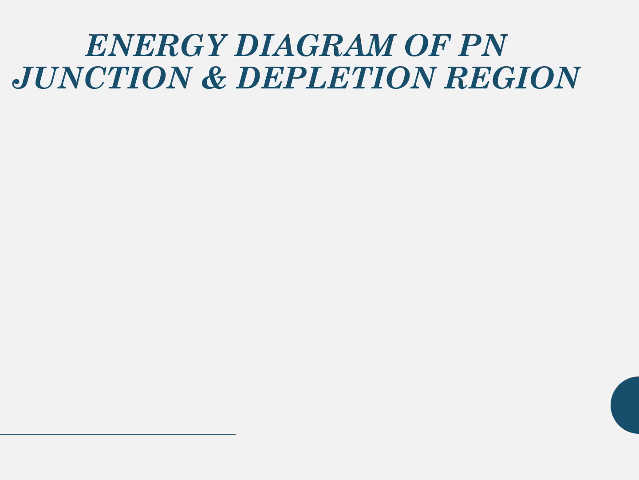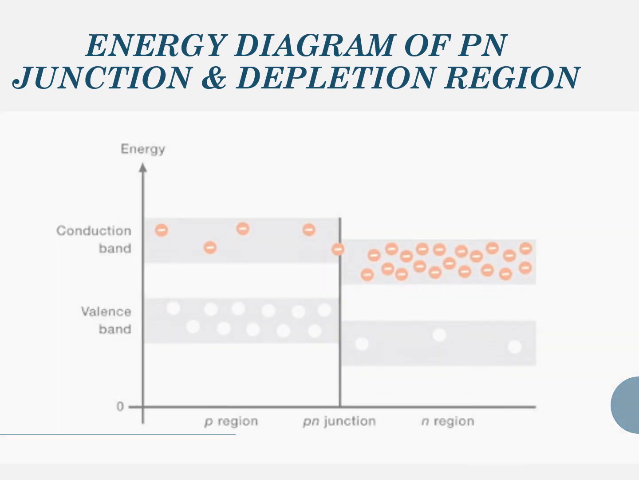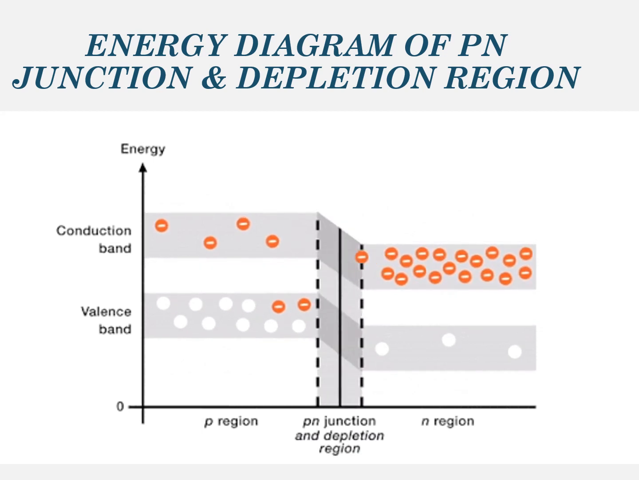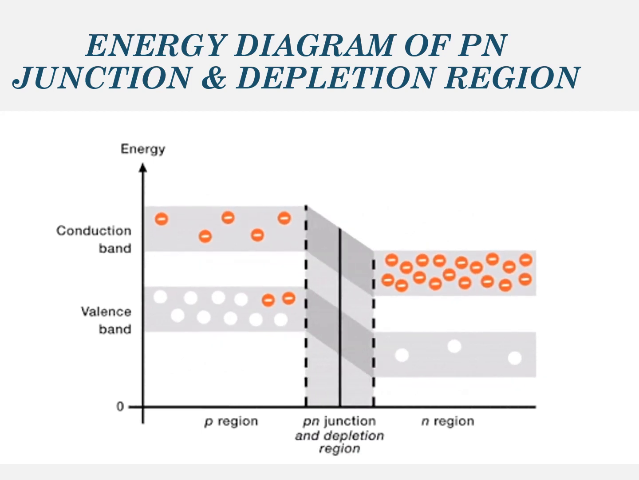Here I am showing an animation which is explaining the energy diagram of the PN junction and depletion region that I have discussed in the previous slide. So have a look at this animation. When electrons diffuse across the junction, they fall into the hole, and as a result, the depletion region is formed.